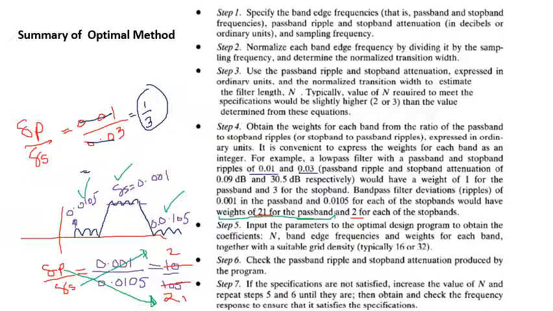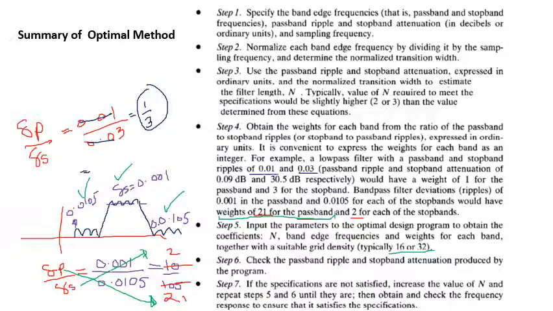Okay, then the fifth step is input parameters to the optimal design program. We input the parameters to the optimal design program to obtain the coefficients, band edge frequencies, and the weights for each band, together with the suitable grid density. As we have talked about, a suitable grid density can be 16 or 32 or maybe 64. The default is 16.